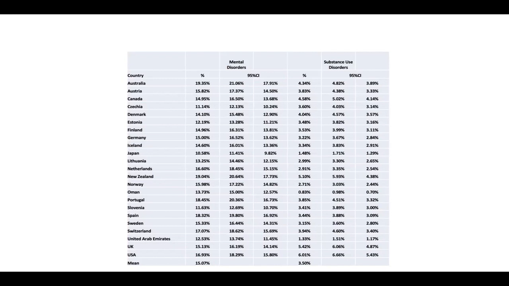The average prevalence of mental disorders was 15.07%. The highest rate was found in Australia, 19.35%, and the lowest rate in Japan, 10.58%. Also, there was an average prevalence of 3.55% for substance use disorders in these countries. The highest prevalence was found in the USA, 6%, and the lowest prevalence was in Oman, 0.83%.